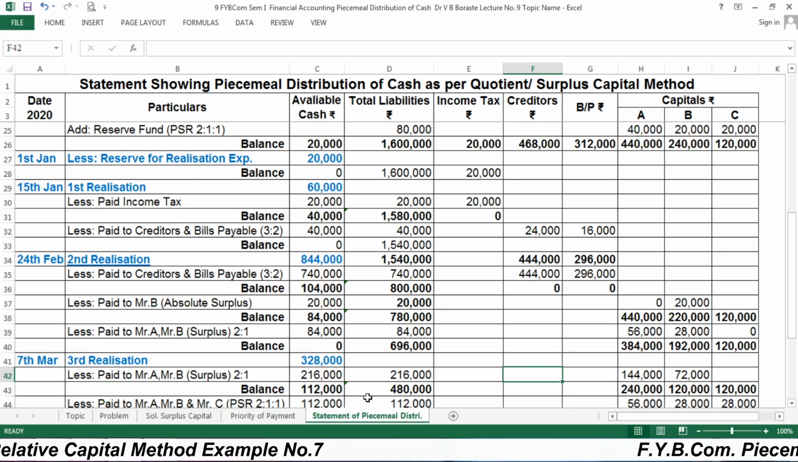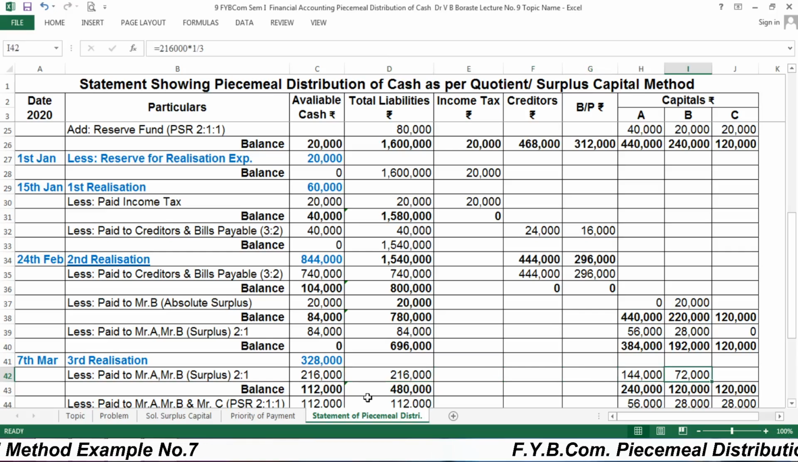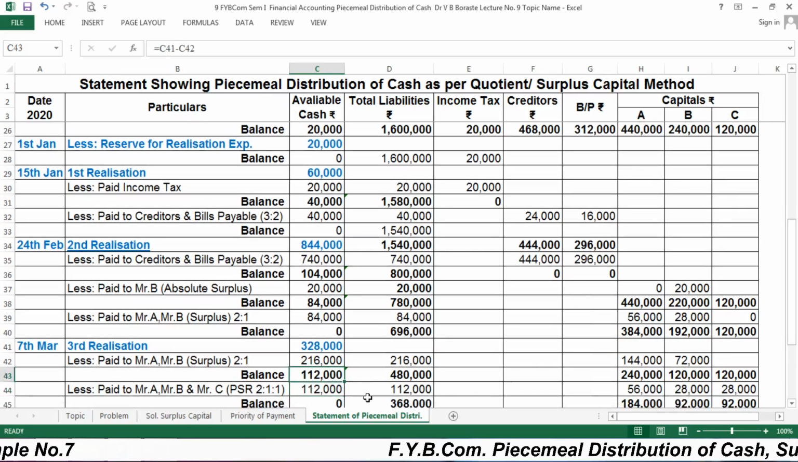So this is the amount out of surplus capital. Mr. A got 1,44,000 and Mr. B got 72,000. After the payment of this amount, we have a cash of rupees 1,12,000 in our hand. With this, we have to pay a liability of rupees 4,80,000, and till Mr.